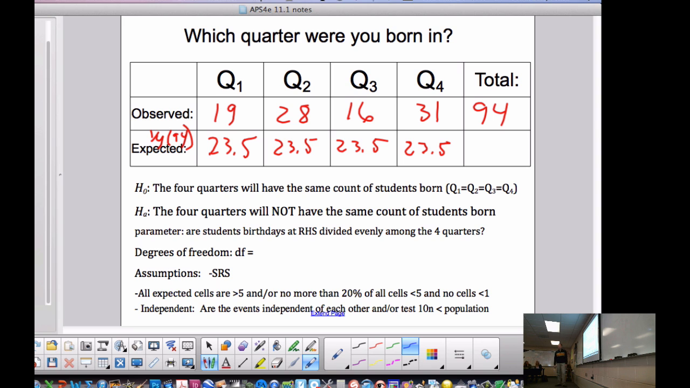Okay, the null. The 4 quarters will have the same count of the students born. Quarter 1, quarter 2, quarter 3, and quarter 4 are all the same. That's how I wrote this up. Now we're getting into a point where we are writing it out in sentence form. You can't just say mu equals this, or p hat, or p equals this. For chi-squared, your null is going to be in sentence form, because you're dealing with categorical data. Some people do this, and I would suggest you do this part. You put this in there with it. Q1, Q2, Q3, and Q4 are all the same.